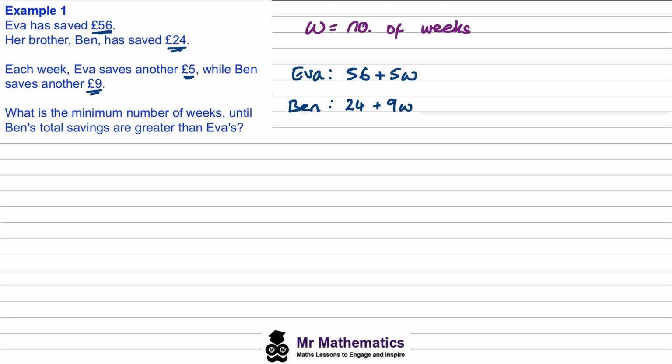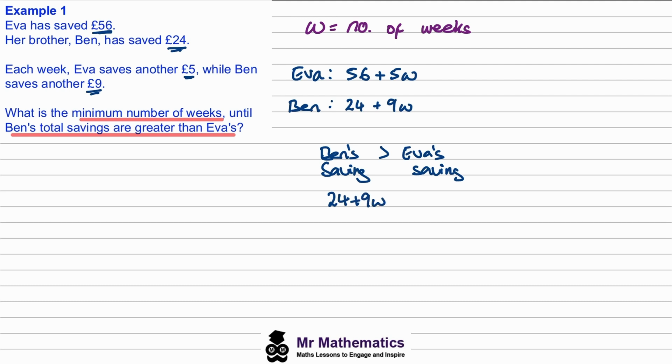Now we're told, what is the minimum number of weeks until Ben's total savings are greater than Eva's? So we want Ben's savings to be greater than Eva's savings. We know Ben's savings is 24 plus 9W, and Eva's savings is 56 plus 5W. So all we need to do is to solve this inequality for W.